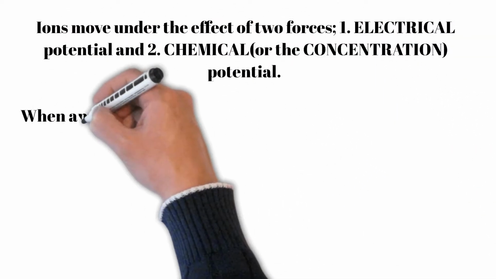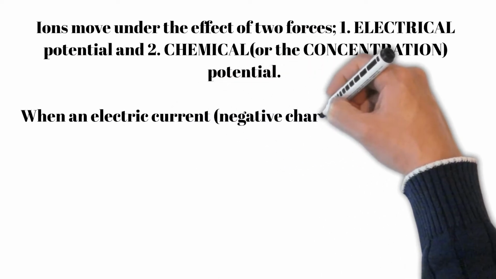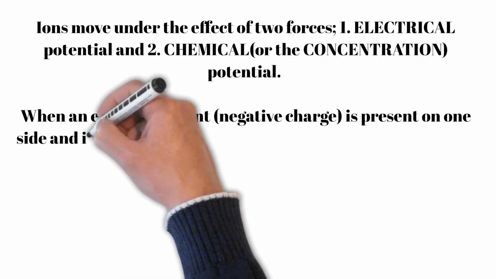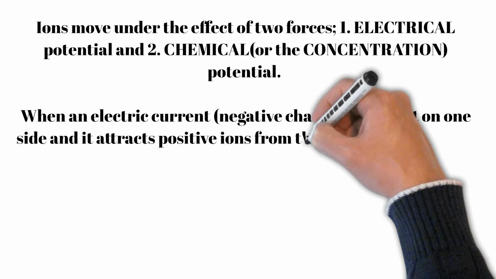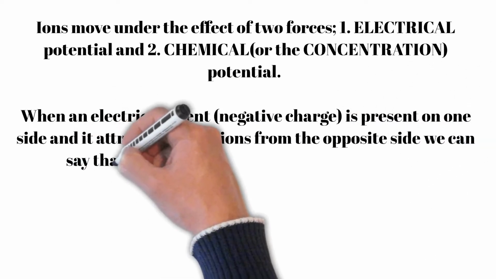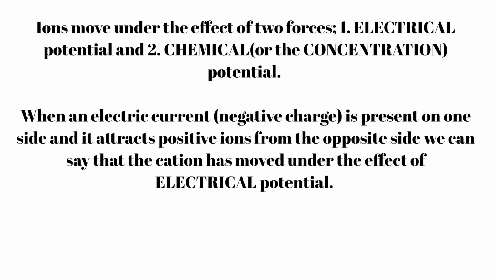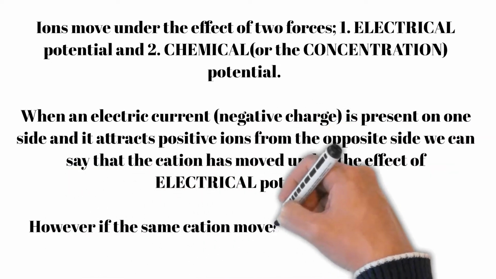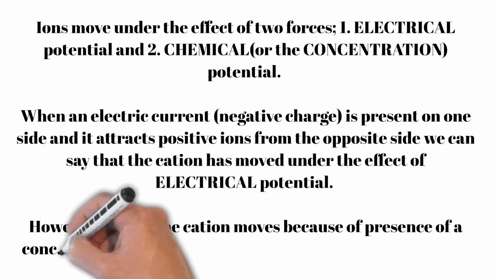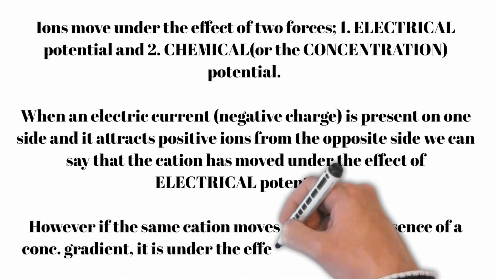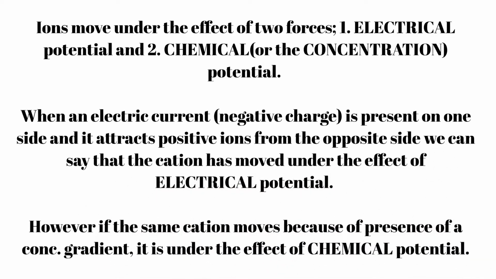When a negative charge is present on one side and it attracts positive ions from the opposite side, we can say that the cation has moved under the effect of electrical potential. However, if the same cation moves because of the presence of a concentration gradient, it is under the effect of chemical potential. Effects of electrical and chemical potentials are shown above.